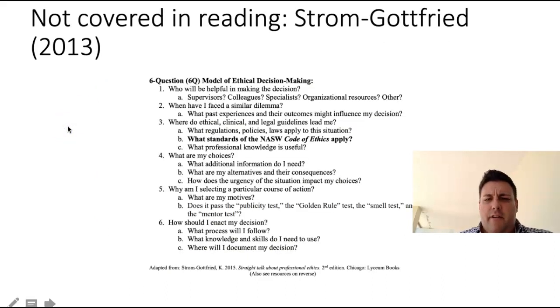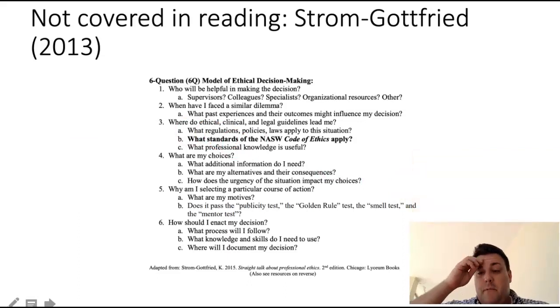Moving on, a couple more not covered in the reading. This is Strom-Gottfried. This one's fairly recent, written in 2015. This is the 6Q model, the six-question model. So, who will be helpful? When have I faced a similar dilemma? Where do ethical, clinical, and legal guidelines lead me? What are my choices? Why am I selecting a particular course of action? And then lastly, how should I enact my decision? And she has a couple of sub-steps there as well, but this is the 6Q model.